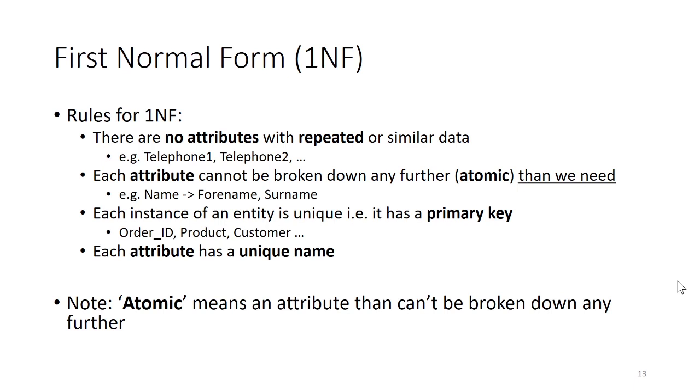For first normal form, each attribute cannot be broken down into any further atomic parts. Each instance of entity is unique, which means we definitely have a primary key, and also each attribute has a unique name. These are the four rules to have a first normal form from unnormalized form.